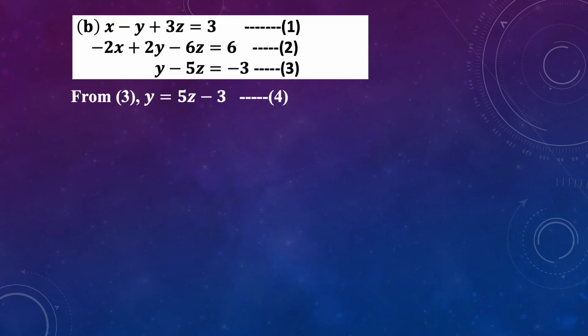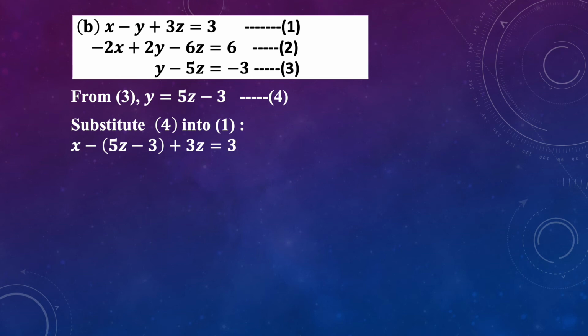Then substitute number 4 into number 1, so you'll get x minus (5z minus 3) plus 3z equals 3, meaning that the y now in equation number 1 will become 5z minus 3. So you expand it, you get x minus 5z plus 3 plus 3z equals 3. Hence, we'll get x equals 2z, right? Because minus 5z plus 3z equals minus 2z, you bring it to the right hand side, it becomes 2z, and then 3 you bring to the right hand side, it becomes minus 3. So 3 minus 3 equals 0.